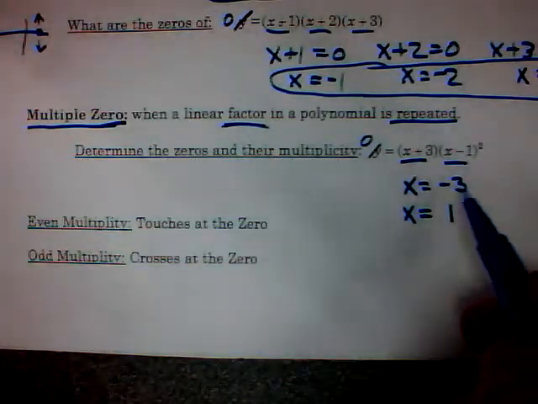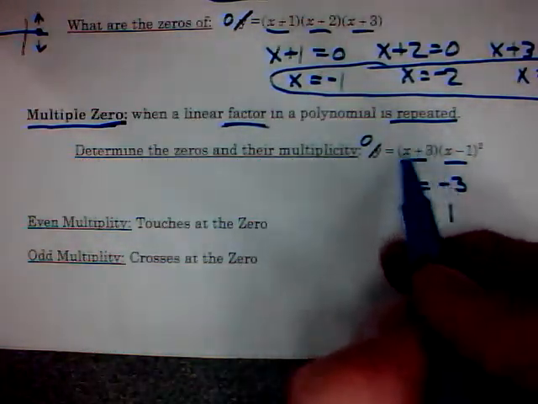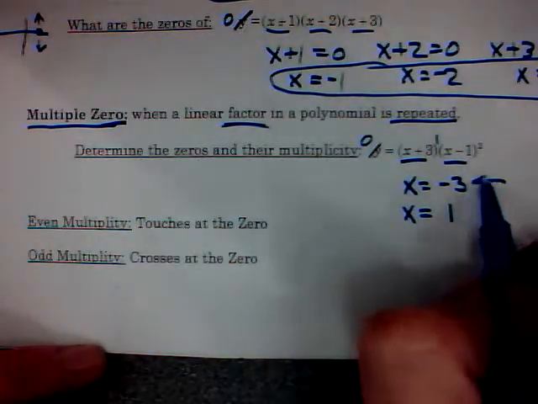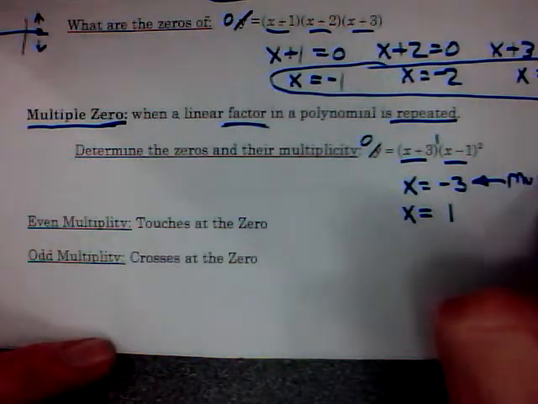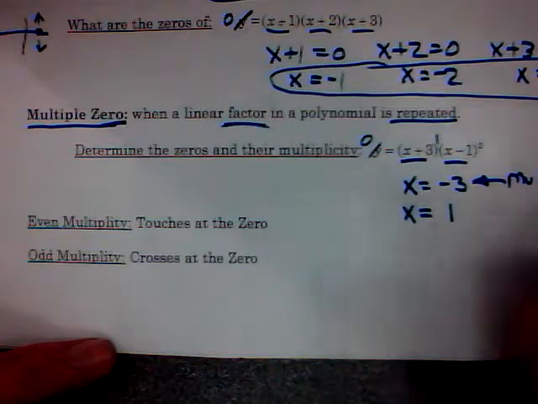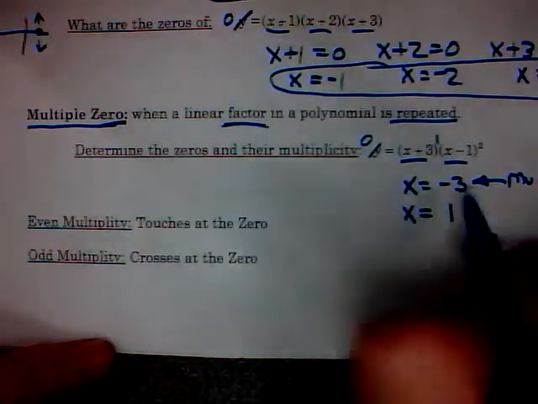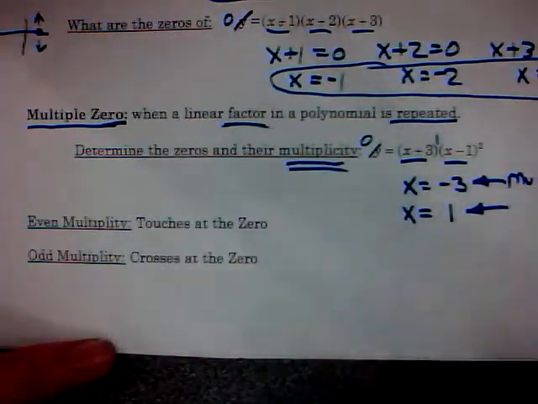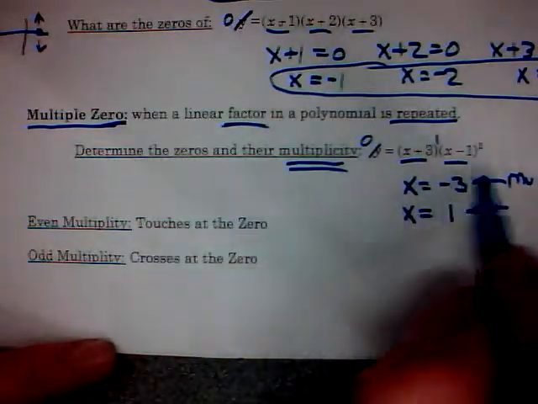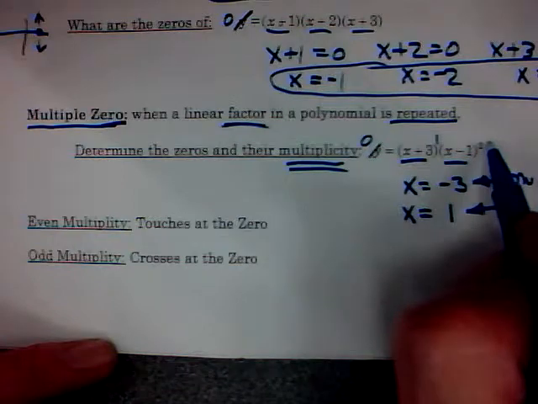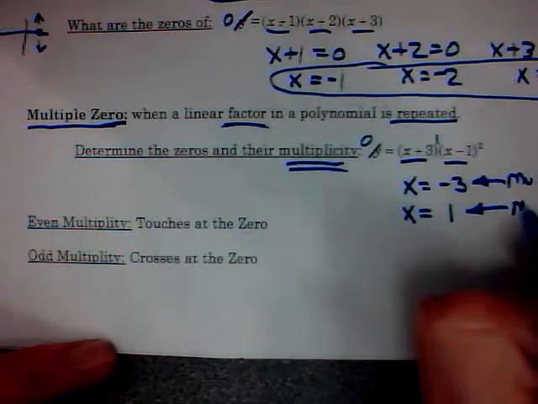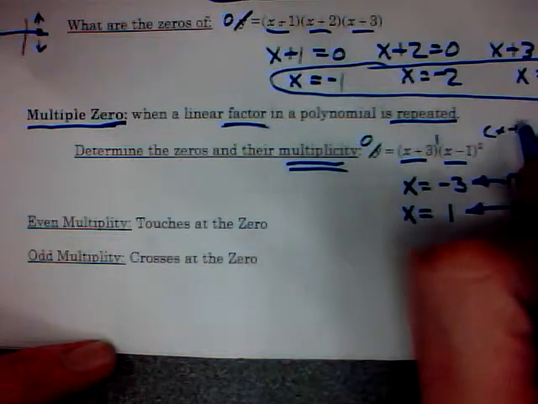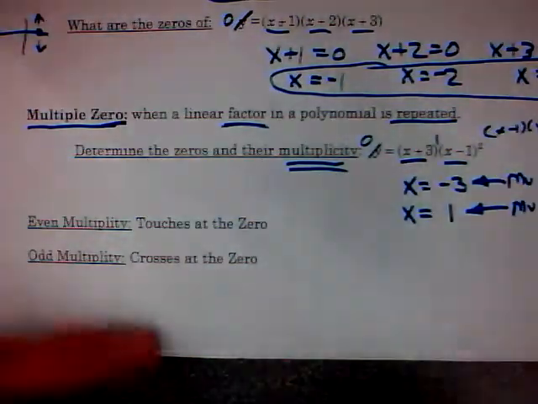Okay, but this first factor was raised to the first power, so it only occurs once. This would have what we would call a multiplicity of 1. The second factor here, and again this is multiplicity, I'm going to abbreviate it as mult. Okay. The second factor, since it has a power of 2, means that factor actually occurs twice. It's actually x minus 1 times x minus 1.